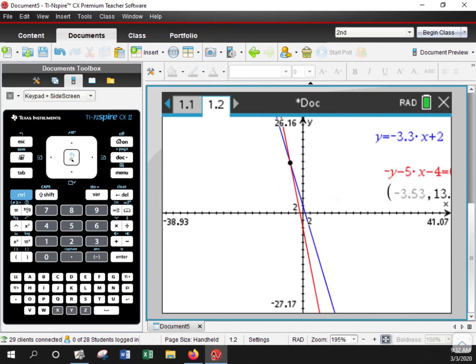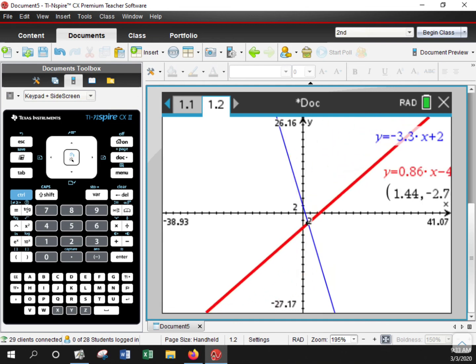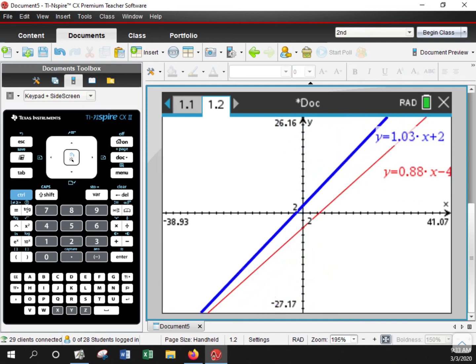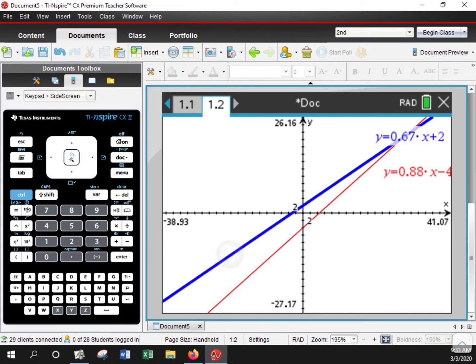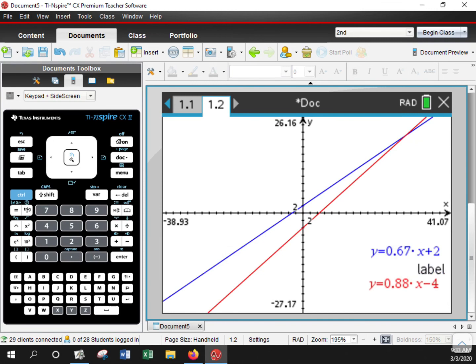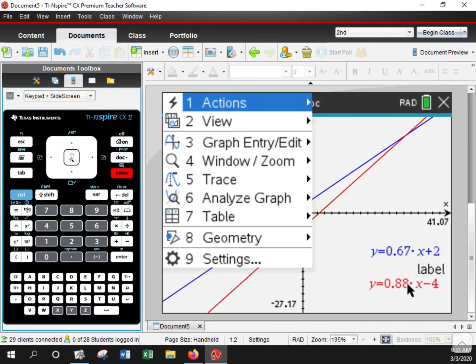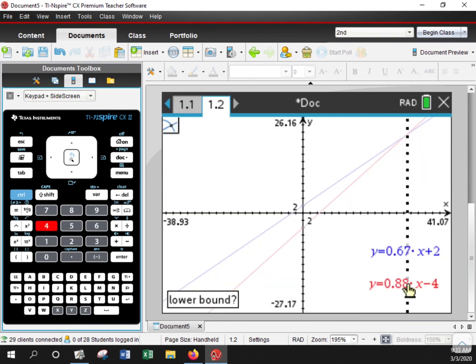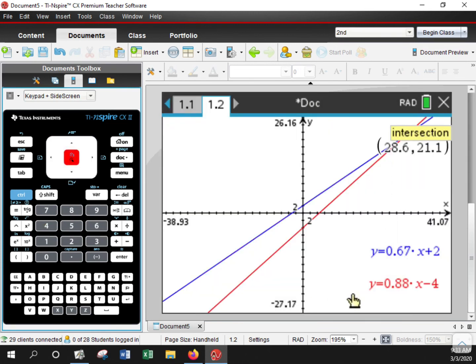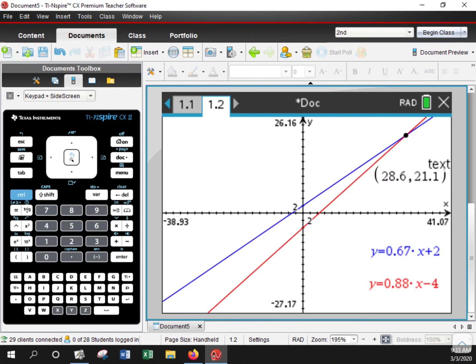Sometimes it's hard to see what's going on, and sometimes we don't really want our window to look like that. Maybe things are quite a bit different, and I don't need a bunch of the space. But again, here I can easily go Menu, number 6, Analyze, Intersection, click on one side, click on the other side, and I get my answer.